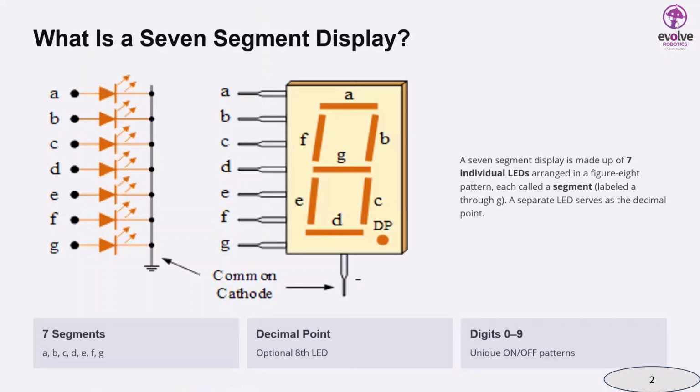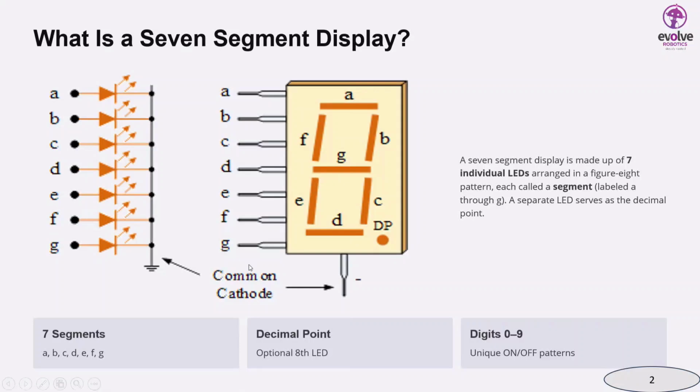What is a 7-segment display? This is the picture of a 7-segment display. A 7-segment display is an electronic display device used to show numbers from 0 to 9. It is made up of 7 small LEDs arranged in a figure of 8 pattern. Each LED is called a segment and is labeled from A to G. By turning specific segments on or off, we can form different digits.